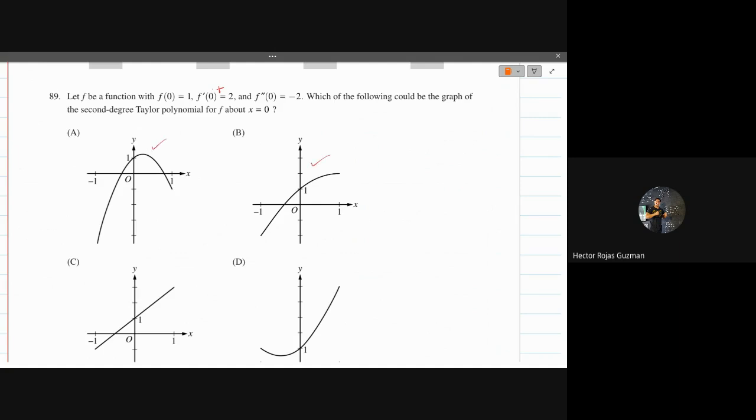Good, good, good, good. Didn't do anything. The second derivative is negative, which means f of x is concave down. Good, good.